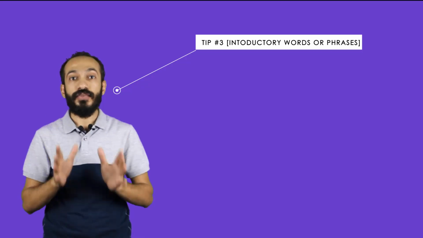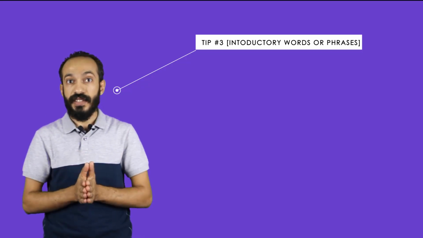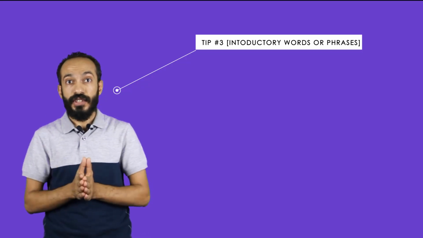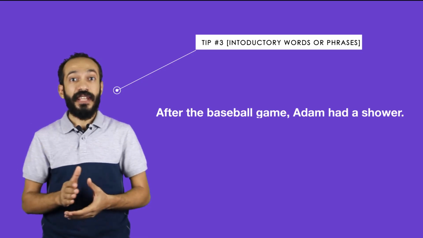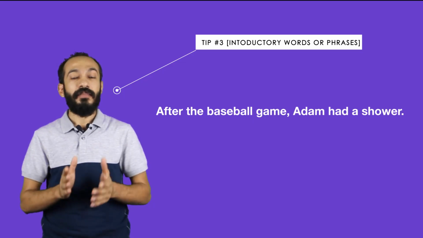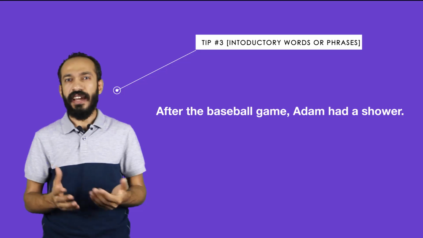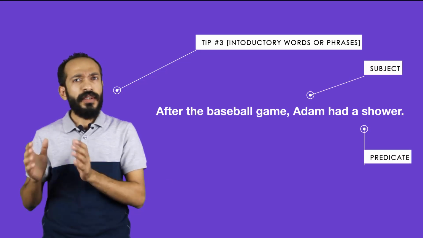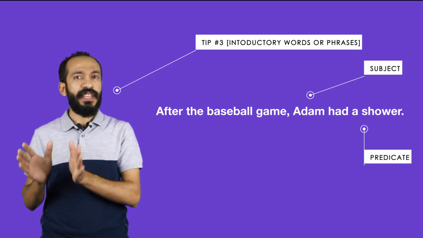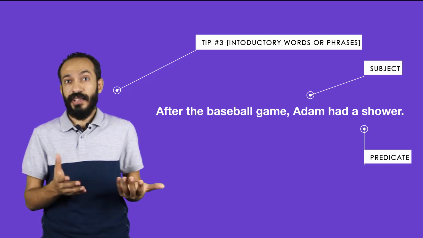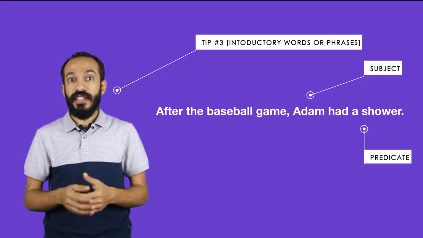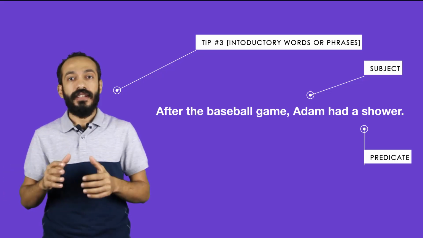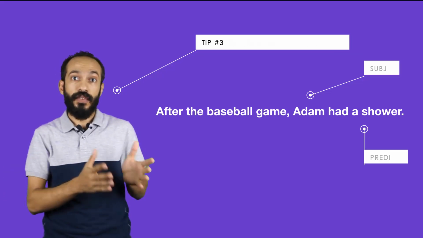Tip number 3. Beware of the introductory words or the introductory phrases. They belong neither to the subject nor to the predicate. After the baseball game, Adam had a shower. Who did that? Adam. What did he do? Had a shower. What about after the baseball game? Is it a part of the subject or the predicate? Neither. It is just the introductory phrase. It doesn't count. It is not a part of the subject nor of the predicate.